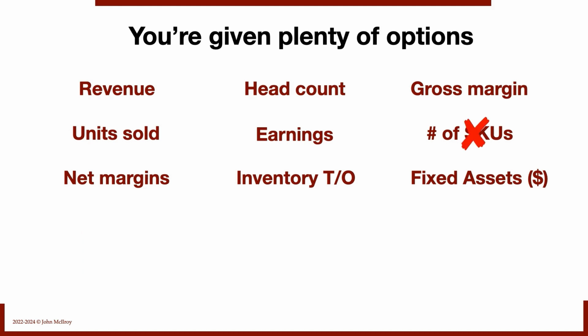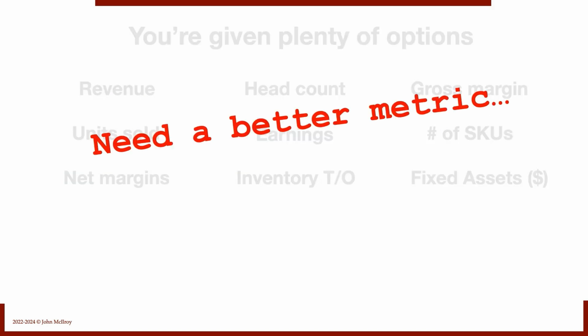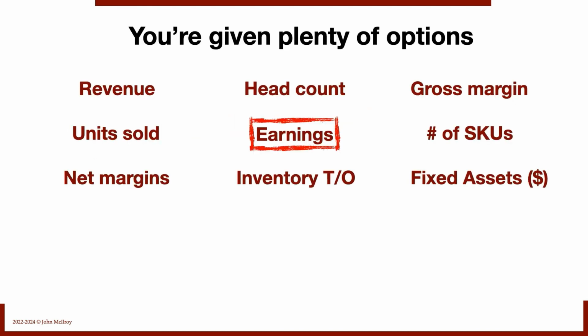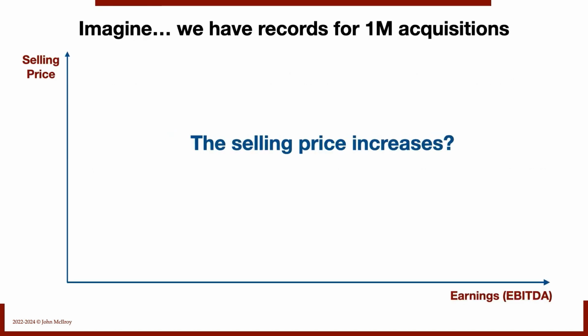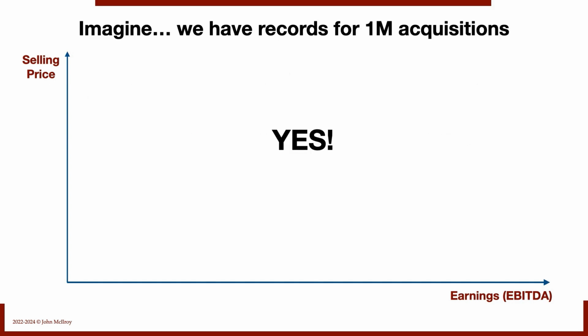That's no surprise. I don't think anybody thought that was going to work out anyway. We just wanted to use it for illustration purposes. We clearly need a better metric. I think intuitively, a lot of people would look at earnings because it seems like there definitely is a relationship, i.e. as business earnings increase, the selling price also increases. The answer to that question, I think, is a big yes. And so we could draw a valuation line with earnings.